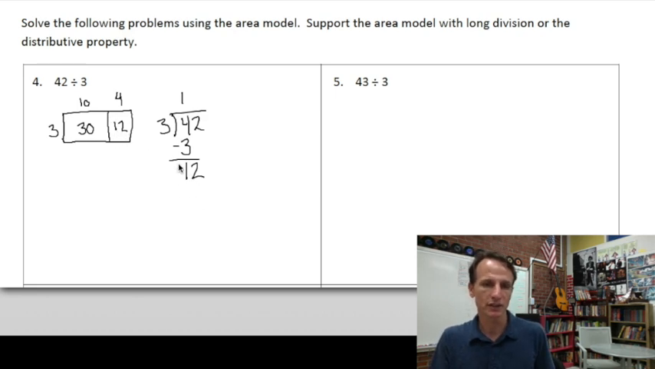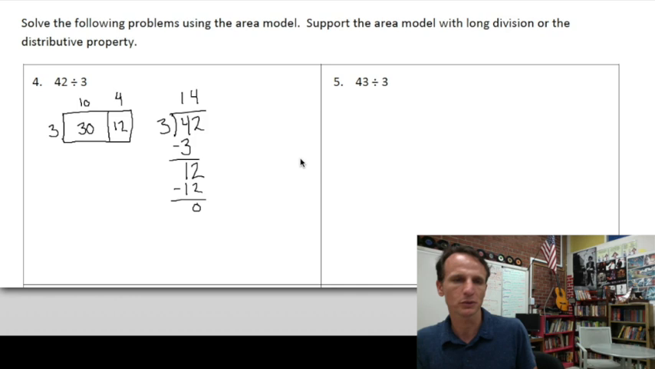And how many 3s? Now I can divide them up. How many 3's in 12? Well, we already know, we just did it. There are 4 3's in 12. 3, 6, 9, 12. 4 times 3 indeed is 12, which is, as we found in the area model, leaving us with a remainder of 0, no remainder.